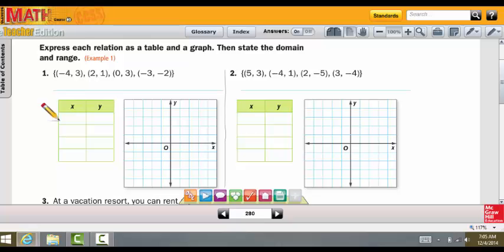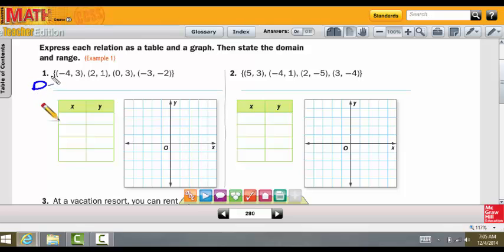Here are your solutions to guided practice, section 4-2. First of all, we're asked to express each relation, and we're going to do it as a table, and then we're going to do it as a graph, and then lastly, we are going to state the domain and the range. First thing we need to do, we're actually going to kind of do this in reverse order.